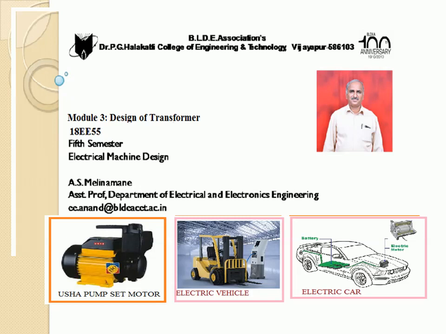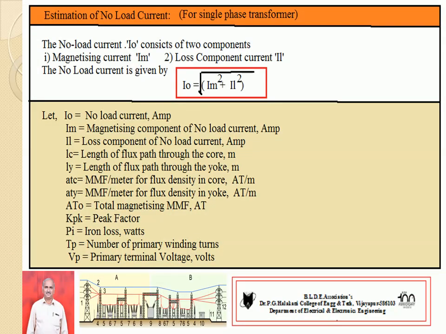Today we have to discuss another important parameter which affects the performance of transformer. It is already well known that no load current is denoted by I naught. It mainly consists of two components: one is the magnetizing current component of no load current and the other is the loss component of no load current. So if we estimate these two, then finding no load current becomes very easy. That is, finally, I naught equals the square root of Im square plus IL square.